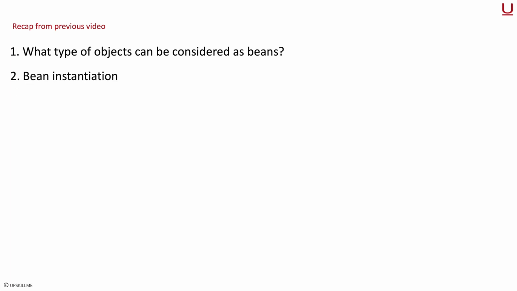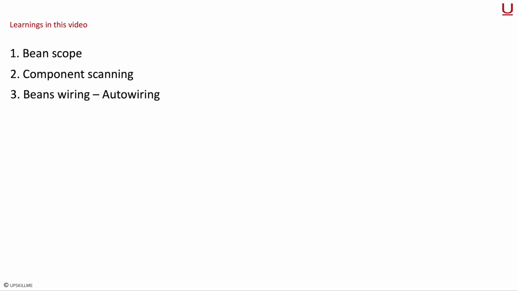In the previous video, I started off the discussion with what type of objects can be considered as beans. Later on, I moved on to explain Spring Beans concepts like bean instantiation, bean lifecycle. In today's video, we will continue our journey of understanding Spring Framework in detail. I will cover following topics in today's video. Number 1. Bean scope. Number 2. Component scanning. Number 3. Beans wiring. Number 4. What can we inject?